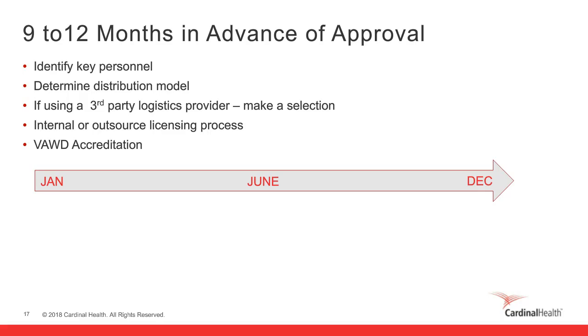All right, beginning 9 to 12 months in advance of approval, identify your company's key personnel. Decide which of your corporate officers will be listed on the applications. In addition, choose a designated representative or facility manager. This person must be present at the facility during normal business hours. He or she must be a manager and oversee the day-to-day operations related to product logistics. The designated representative or facility manager must work at only one facility.